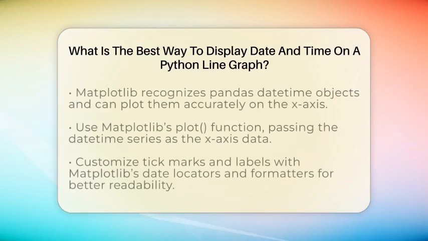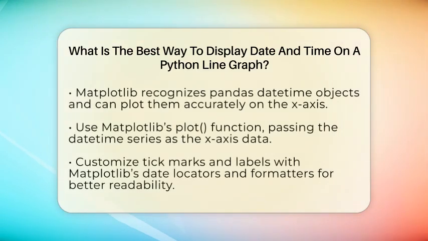Once your data is ready, you can plot your line graph using Matplotlib's plot function, passing the datetime series as the x-axis values. Matplotlib has built-in support for datetime objects, so it will automatically handle the placement of dates on the axis. To make your graph easier to read, customize the tick marks and labels using Matplotlib's date locators and formatters. For example, you can set the major ticks to appear at the start of each month or week, and format the labels to show just the year and month or include days and hours if needed. This makes your graph look tidy and helps viewers quickly understand the timeline.